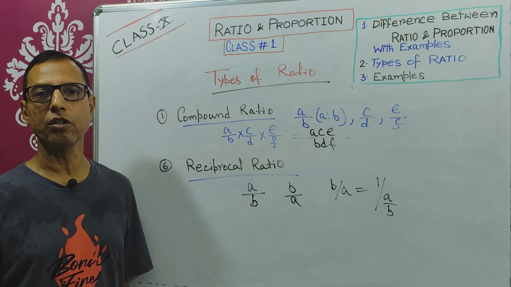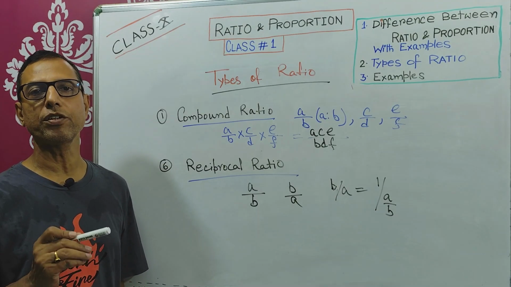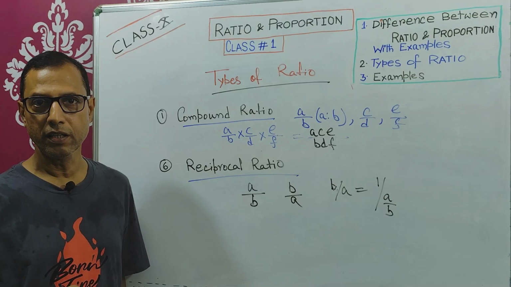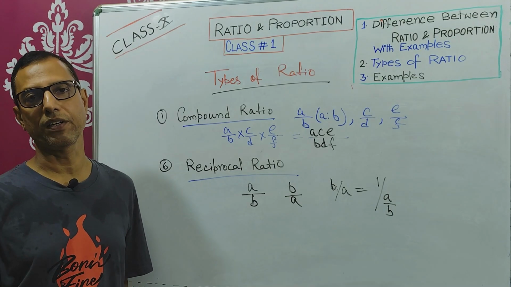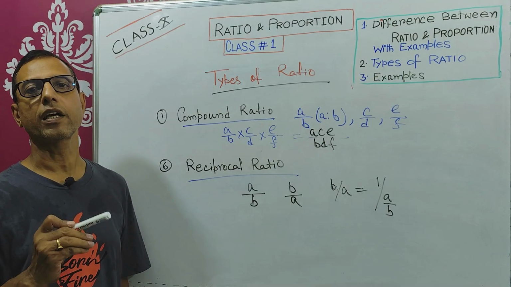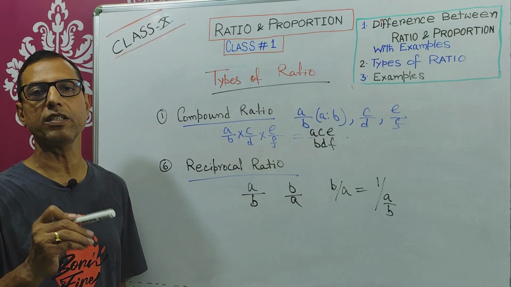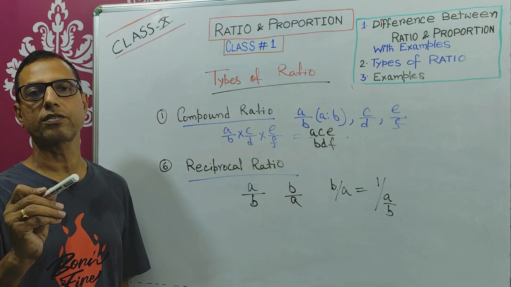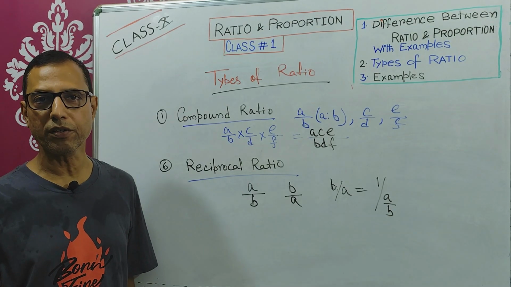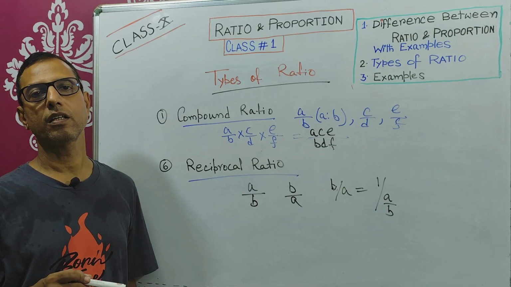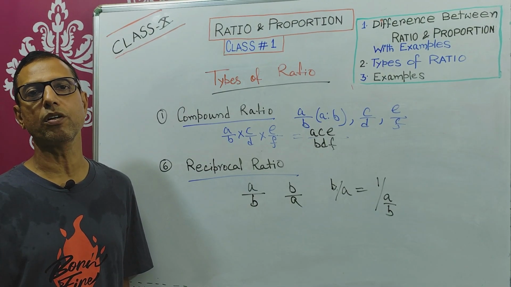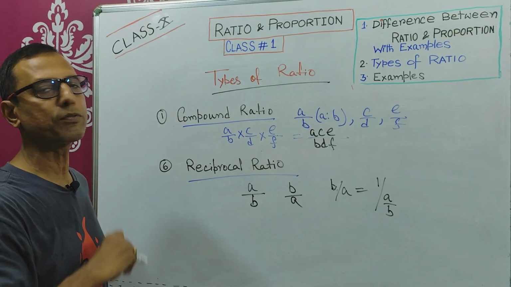What is the triplicate ratio? The triplicate ratio is the compound ratio of 3 equal ratios, which in turn is the cube of the given ratio. What is the sub-triplicate ratio? The sub-triplicate ratio is the cube root of the given ratio. If the ratio is a by b, the sub-triplicate ratio will be cube root of a by b. What is the reciprocal ratio? It is the reciprocal of that particular ratio. If the ratio is a by b, the reciprocal ratio will be b by a. That is all the types of ratios.